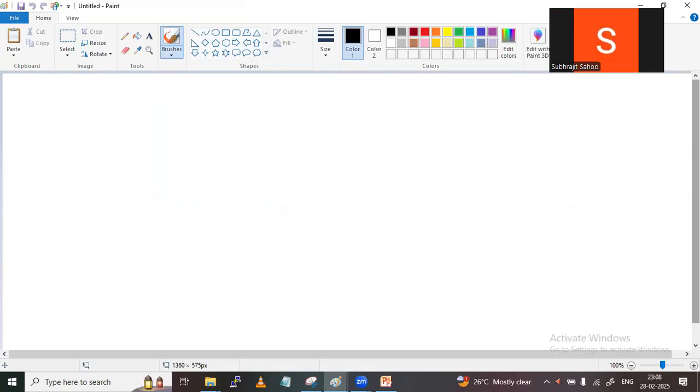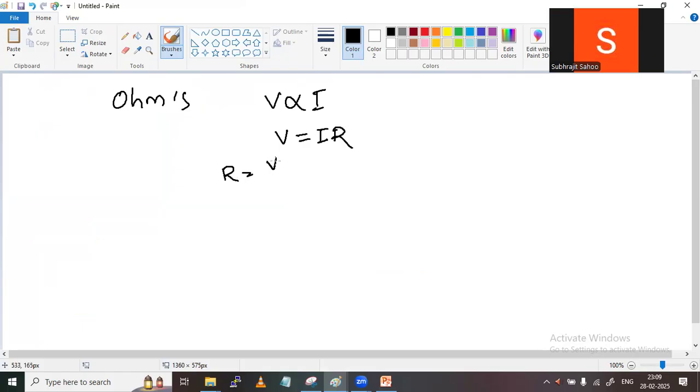Observe carefully. First we have to know Ohm's law. V is proportional to I. For a particular conductor, we can say V is proportional to I into a constant. That constant is called resistance, so V equals I R. From this, we can calculate R equal to V by I. This is for a particular material. The resistance will vary from material to material, right?